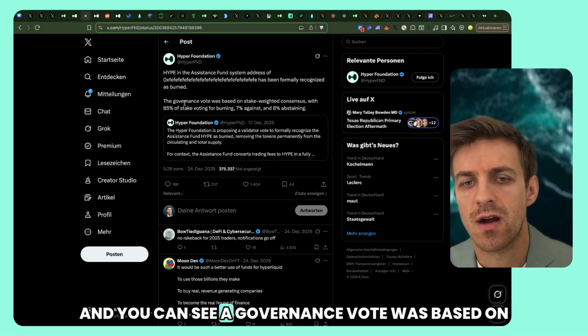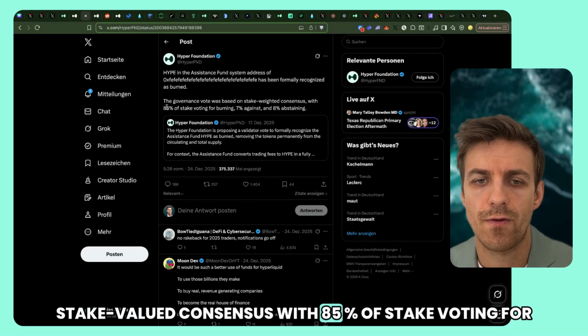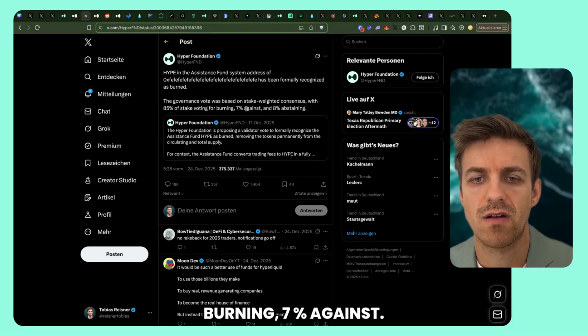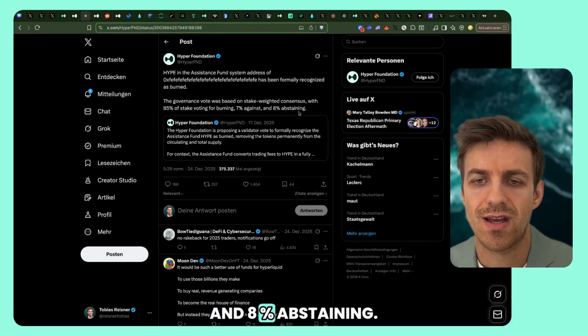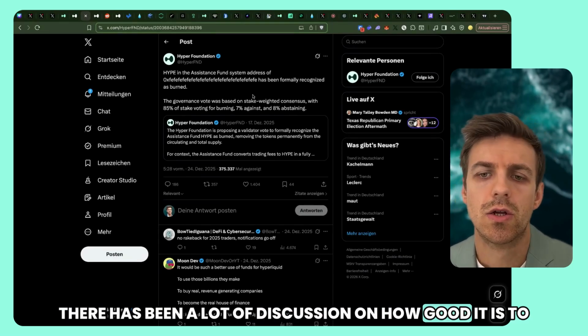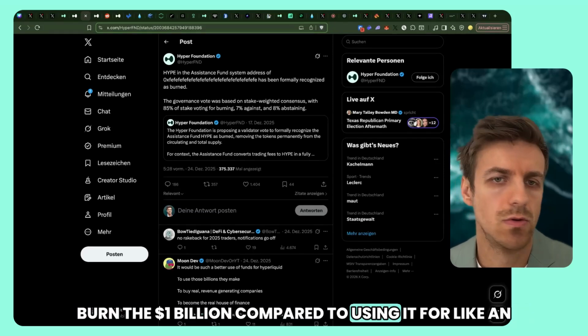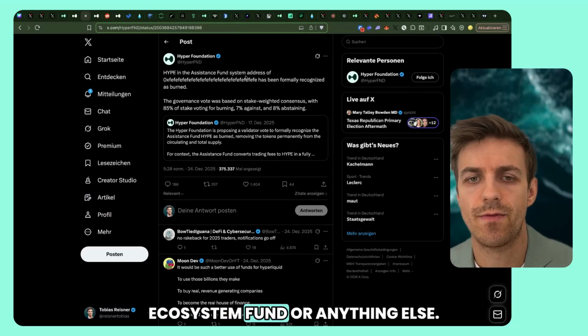And you can see a governance vote was based on stake-weighted consensus, with 85% of stake voting for burning, 7% against, and 8% abstaining. There has been a lot of discussion on how good it is to burn the $1 billion compared to using it for like an ecosystem fund or anything else.